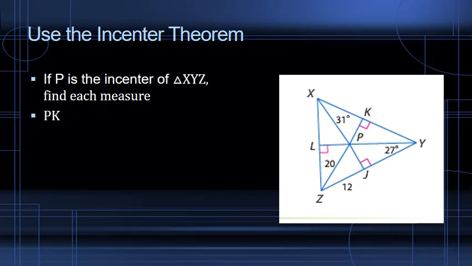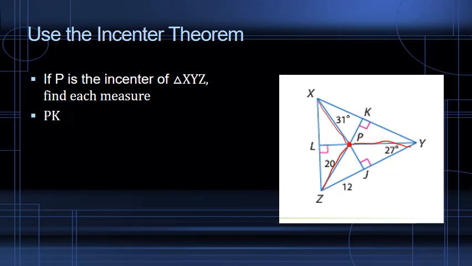Now, here we go. It says if P is the incenter of triangle XYZ, and that would certainly appear to be the case, because there's P. We have angle bisectors running from angles X, Y, and Z, converging together at that point. It says find each measure. The first one it wants us to find is PK. Since it's the incenter, it is equidistant from the sides of the triangle.